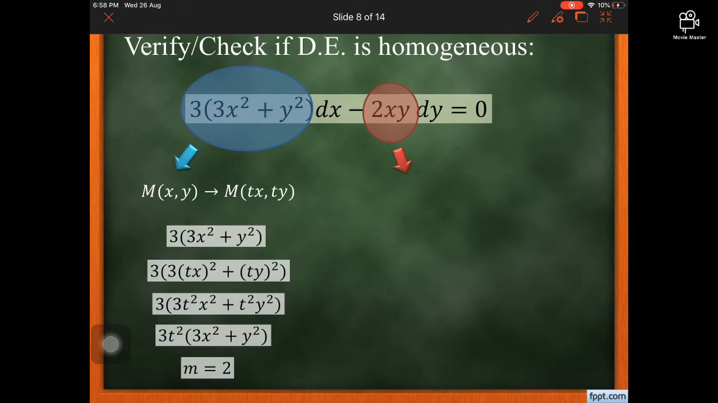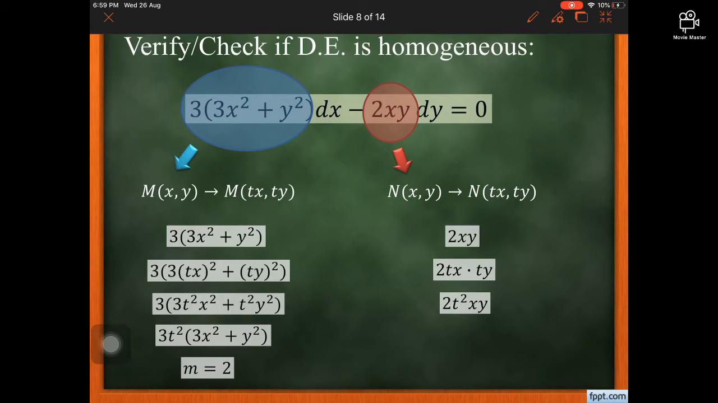Now we have 2xy, which is the function N(x,y) of your equation, and we need to turn it into the function N(tx,ty). 2xy becomes 2tx times ty, and that gives us 2t squared xy, and that gives us an n equal to 2. Then, as you observe, your m is equal to n, which is 2, so we can say that the differential equation given is homogeneous.